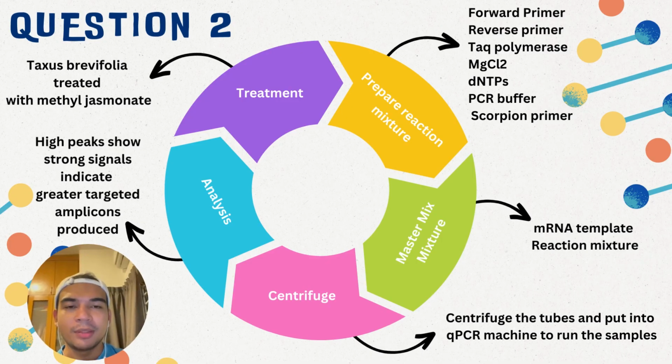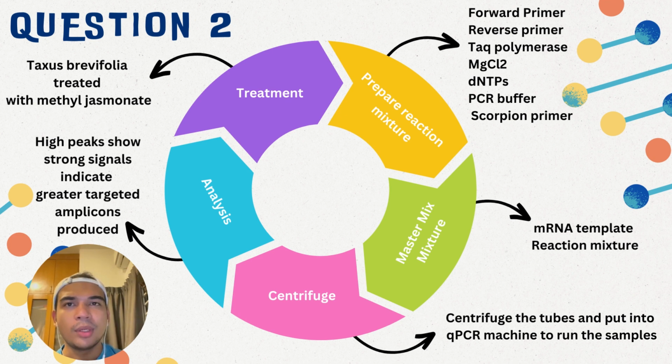Quantitative real-time PCR must be done for the sample, which is Taxus brevifolia. It needs to be treated with methyl jasmonate, and control Taxus brevifolia is isolated to be used as sample for the qPCR reaction. After that, we need to prepare a reaction mixture that contains forward and reverse primer, Taq polymerase, magnesium chloride, the dNTPs, PCR buffer, and also Scorpion primer extract probe.